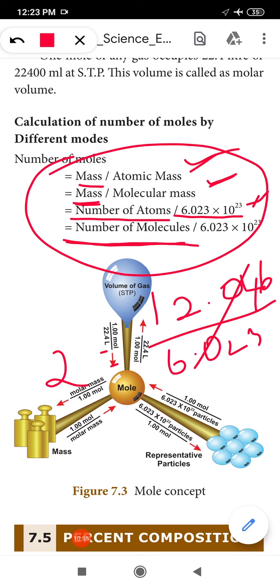We will solve some problems at the end of this lesson. Some solved problems are given. So based on all these formulas, we will solve some problems. By working with the problem, we can easily understand about mole concept.